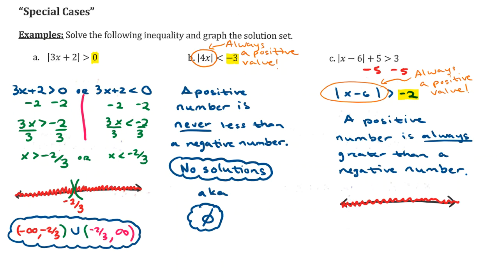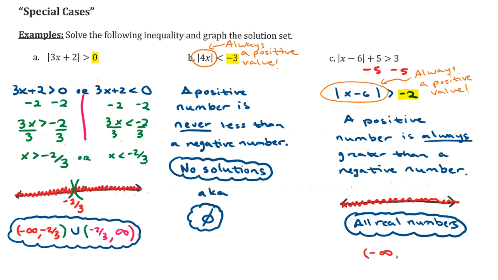For that reason, the solutions, we could write it a couple of ways. We could say all real numbers, or we have an interval notation for this, and that goes something like this: parentheses, negative infinity, comma, positive infinity. Both of those would be acceptable as answers to something like this.